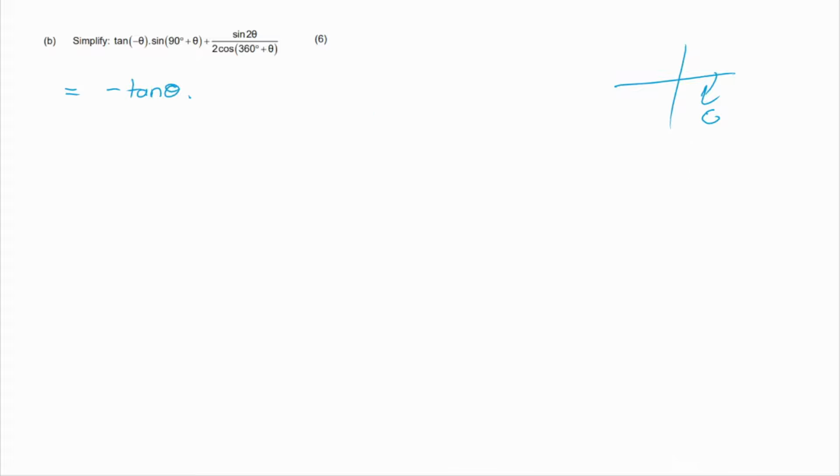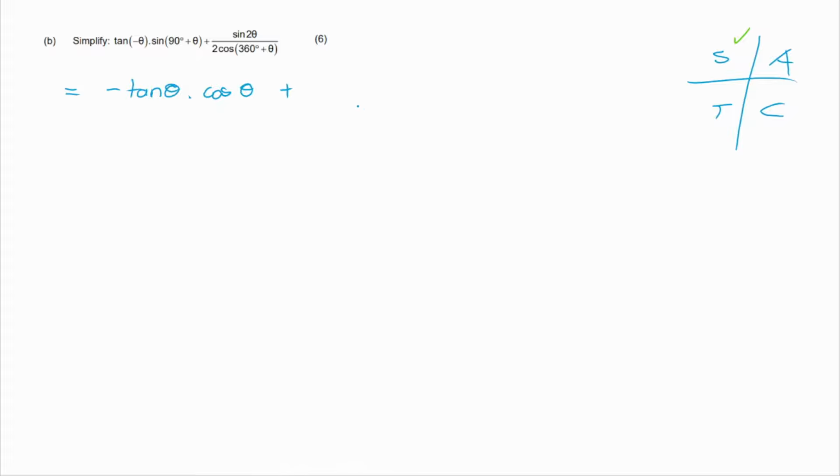Then if we do sine of 90 plus theta, that means we're in the second quadrant. Let me leave this up here, the All Students Take Calculus, the CAST diagram. So 90 plus theta means we're in here. The sine is positive, but sine changes to cos, so it becomes cos theta. All right, nice and easy so far.